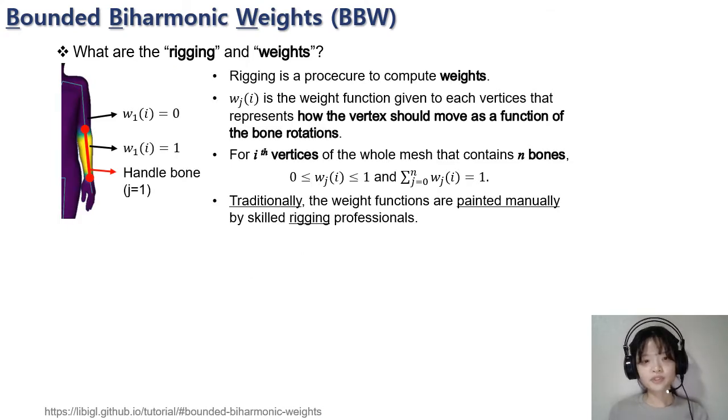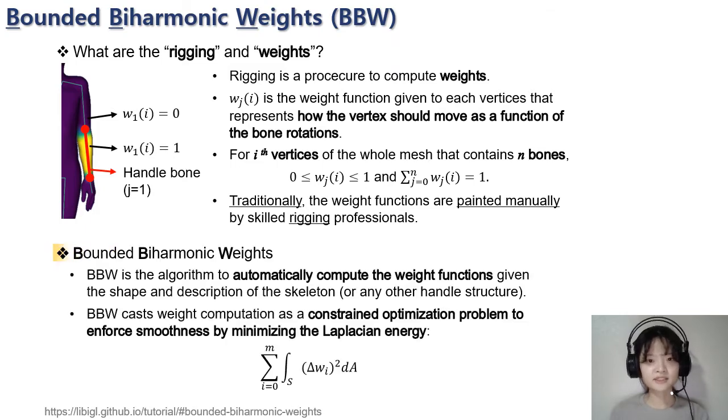Rigging is basically a very typical pre-processing step required for general 3D animation. However, in conventional methods, this rigging process should be done manually by professionals using painting tools, which is very unfavorable for us. So what we adopted is the BBW technique, which can do this automatically.